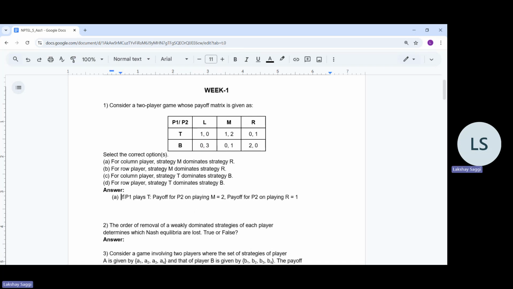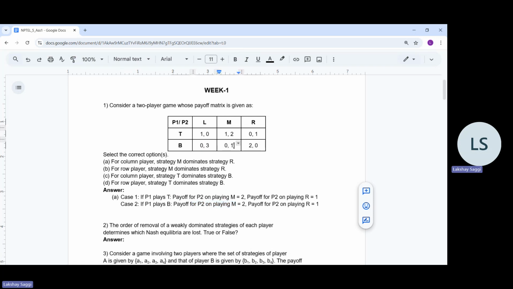So this was case 1. And case 2 is if P1 plays the strategy B. Then maybe I should just copy and paste these and change the values. So what will the payoff for P2 on playing M be? It will be 1, whereas on playing R, it will be 0.